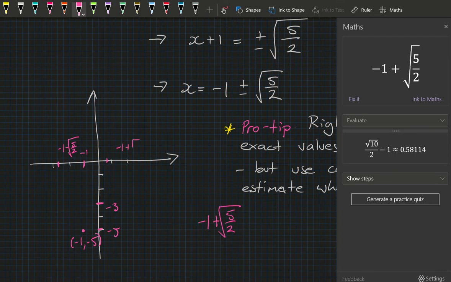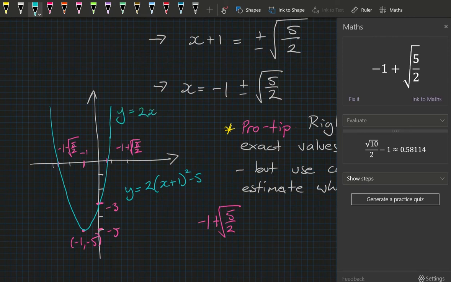And cheekily, we're going to write in the exact result. So sorry about the squiggly writing, but you know what value should be there. So now I can draw in the parabola y is equal to 2 times (x plus 1) all squared minus 5. And we also know that another way of expressing that is y is equal to 2x squared plus 4x minus 3.